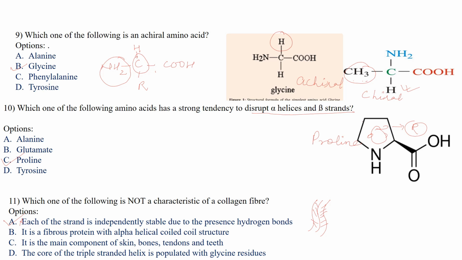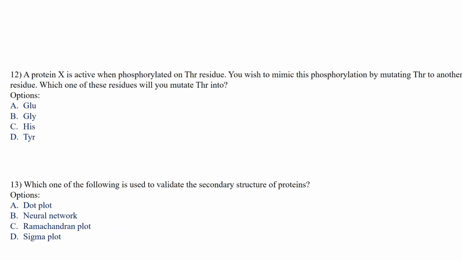The next question is, a protein X is active when phosphorylated on threonine residues. You wish to mimic this phosphorylation by mutating threonine to another residue. Which one of these residues will you mutate threonine into? As I have already said, there are 3 amino acids, that is serine, threonine and tyrosine, that are phosphorylated. Therefore if you mutate threonine into any of them like serine or tyrosine, it will continue to be phosphorylated. So from the given options you can see that option D has the tyrosine, that means option D is the correct answer.